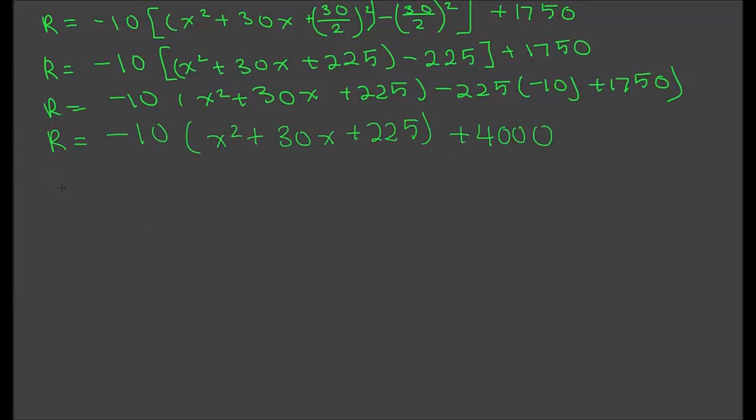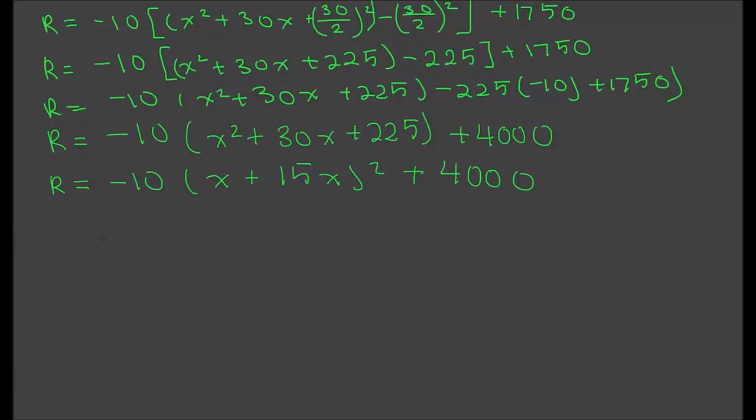Now we can factor with a shortcut because we know that a squared plus 2ab plus b squared equals bracket a plus b bracket squared. Now our equation is r equals negative 10 bracket x plus 15 bracket squared plus 4000.